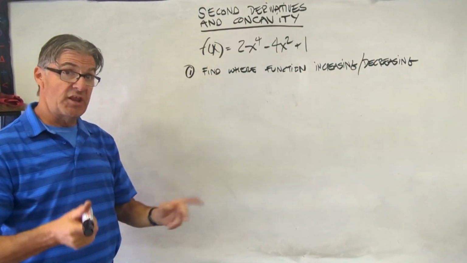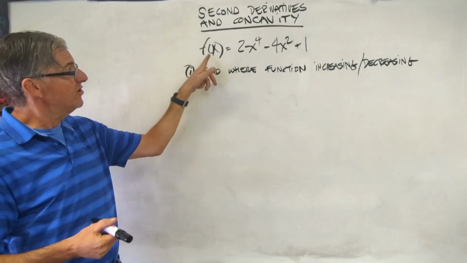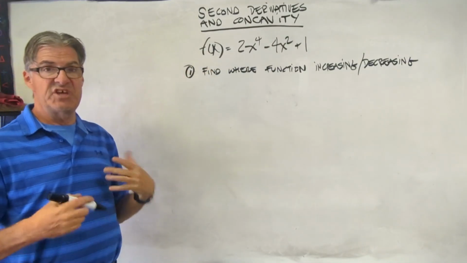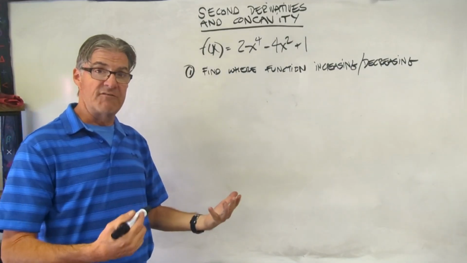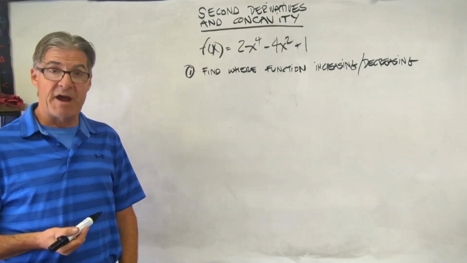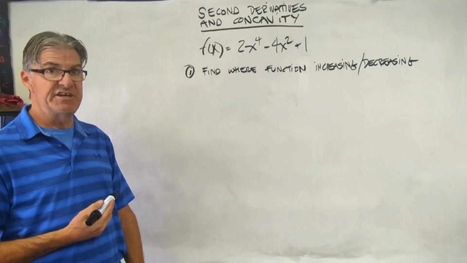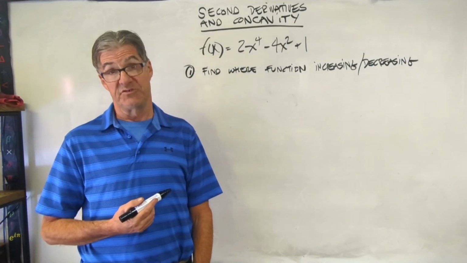So before I let you go, let me summarize what you do. You first take the first derivative of the function, set it equal to 0, and solve. And then test those boundary points on a number line to find out where the function is increasing and decreasing. So pause the video and do that.